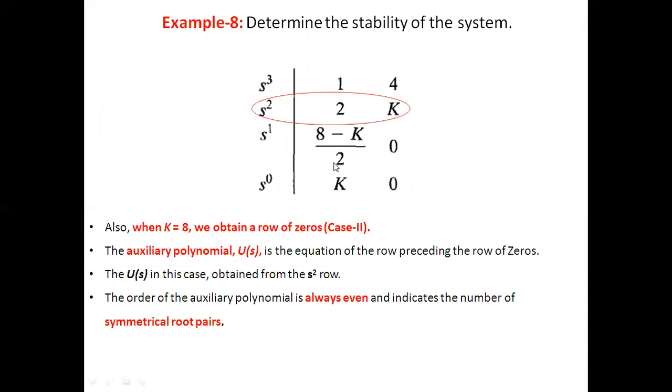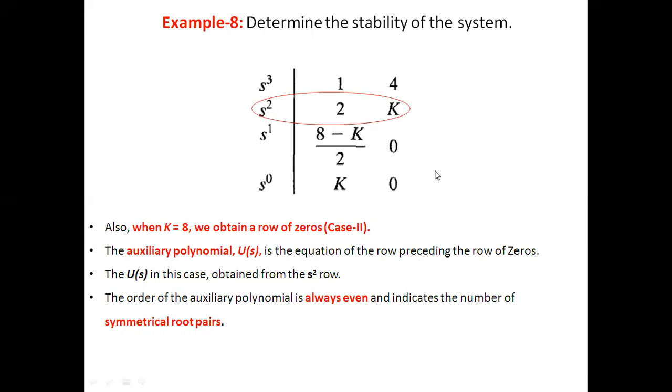Now, when k equals 8, this entire row becomes 0. The row preceding the zero row is known as the auxiliary polynomial. This row is given as the auxiliary polynomial, the equation of the row preceding the row of zeros. So it is the s squared row. The order of the auxiliary polynomial is always even and indicates the number of symmetrical root pairs.